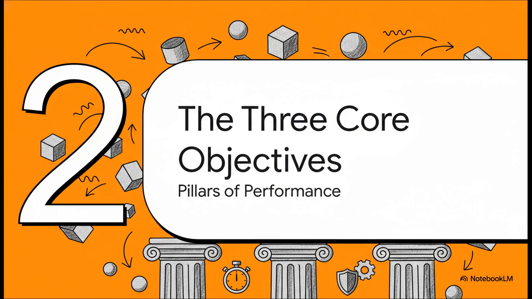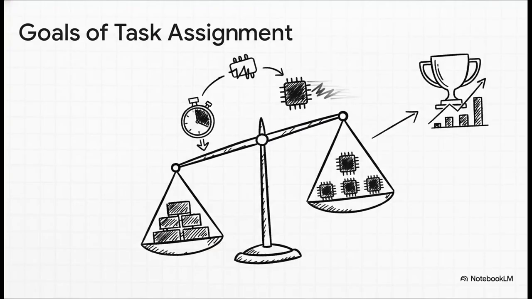All right, so we know the what. Now let's talk about the why. Why are we doing all of this? Well, it all boils down to hitting three main objectives. You can think of these as the three giant pillars that hold up the performance of your entire system. A good task assignment strategy is really just a constant juggling act between these three things.